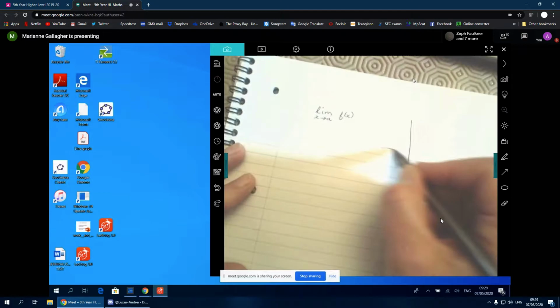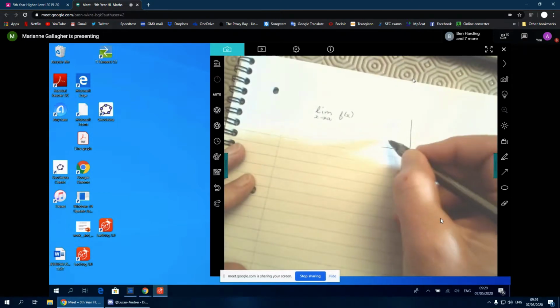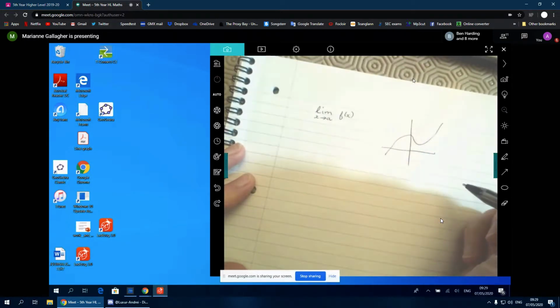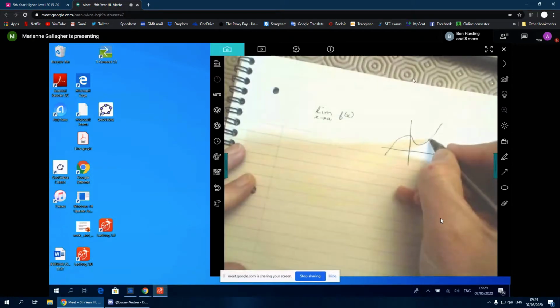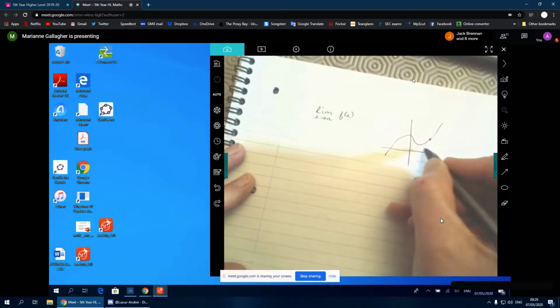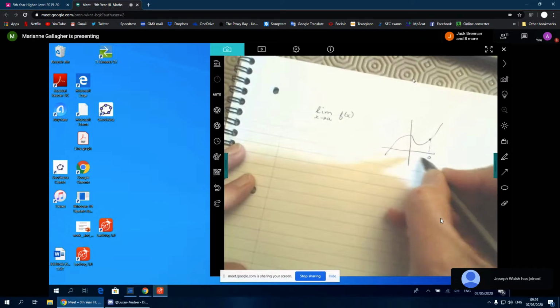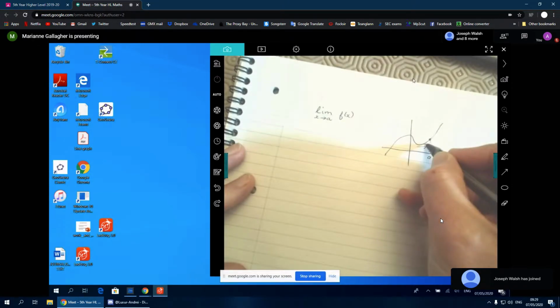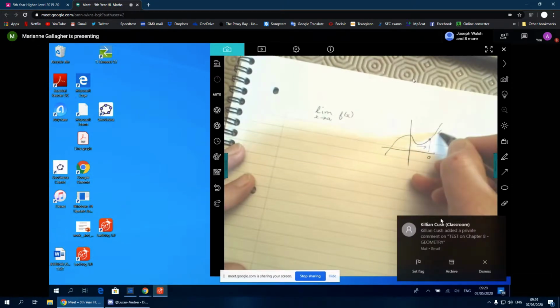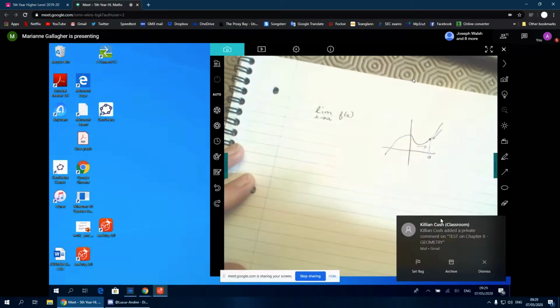And when you have a graph, it might be something like that. That's a cubic graph. And I might be asking, what's the limit here as x tends to a? As I come along the graph this way, what value is it getting close to? And as I come along the graph the other way, what value is it getting close to?